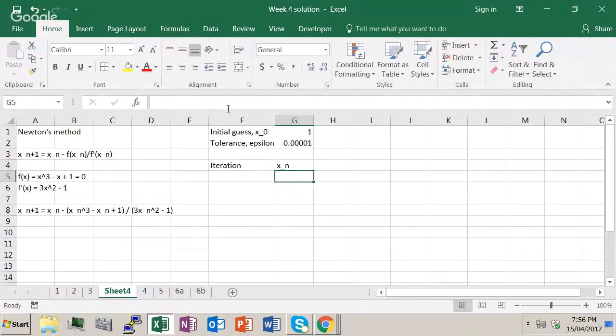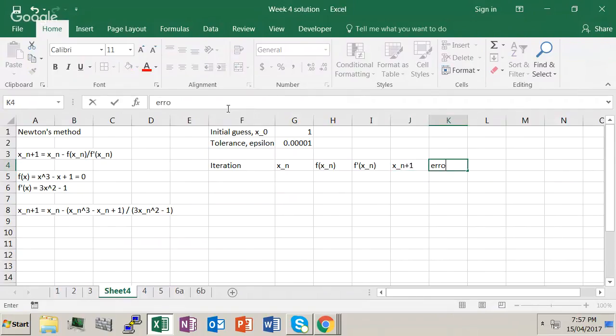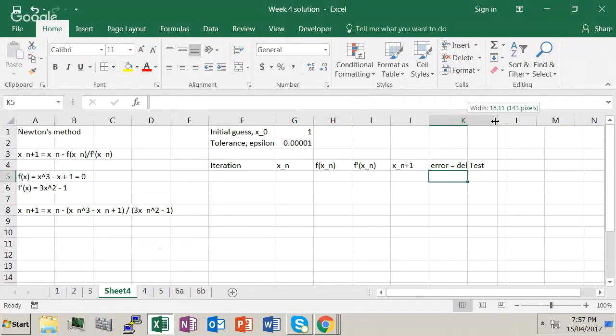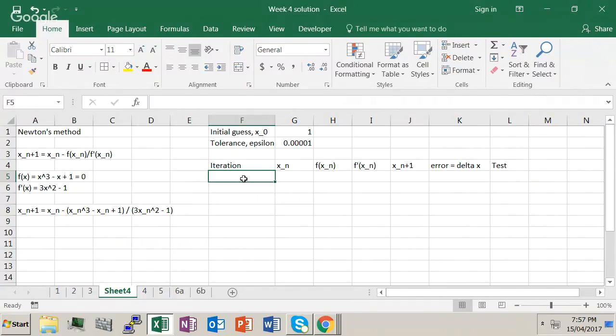The next thing I'll do is create a table containing these values. So we'll have iteration, x of n, f of x sub n, f dash x sub n, x sub n plus 1, error, which is also known as delta x, and we'll have our test. The iteration will start from n equals 0, and iteration is actually n. So this would be 0, 1, 2, 3, 4, 5, 6. I'll leave more rows than necessary.